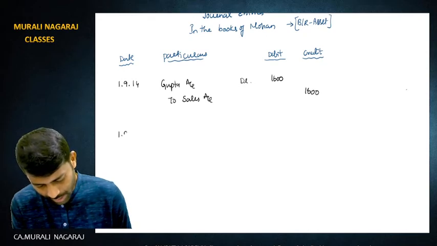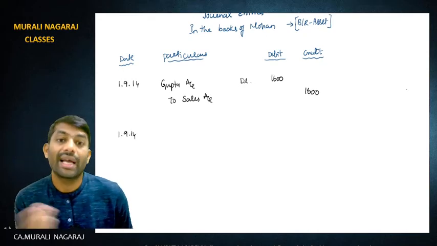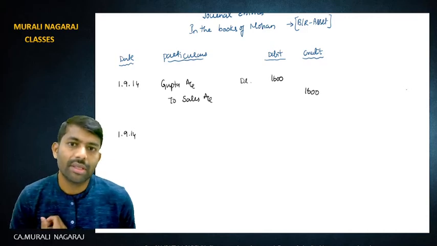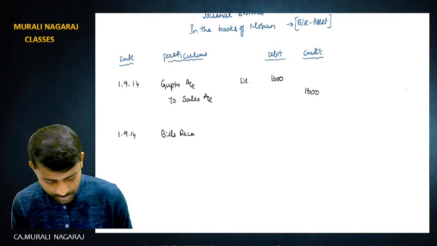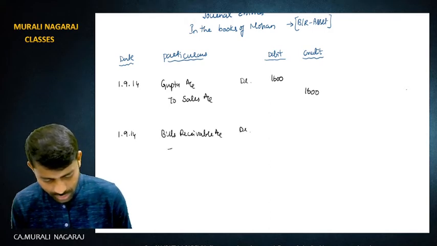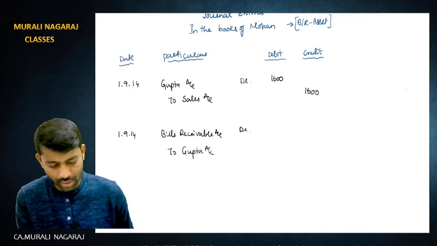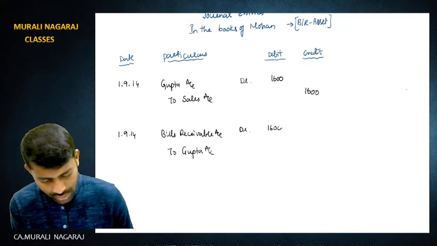On the same day, 1914, Gupta accepted the bill. When Gupta accepted the bill, the entry is bills receivable account debit to Gupta account, 1600.